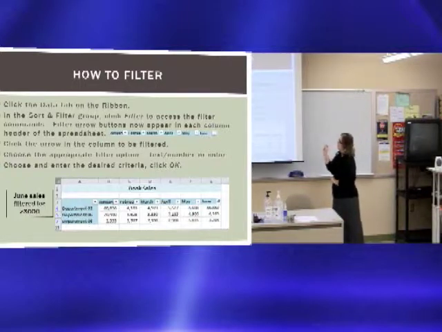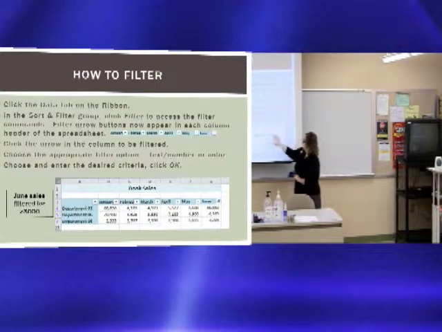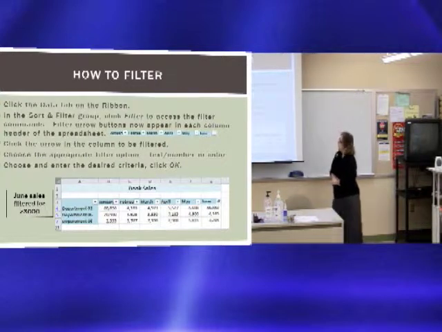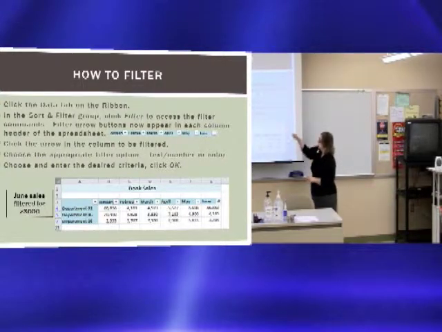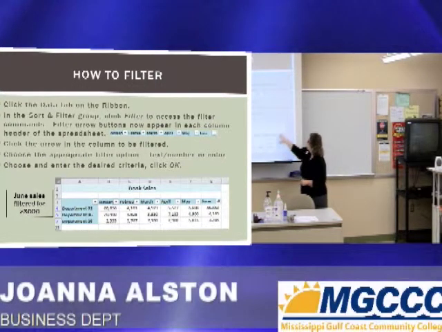And when you do, you get these arrows next to every column heading, because you can filter each column of data. So next to every column heading, you see these little arrows pop up. Choose the column that you want to analyze, so the column to be filtered, the appropriate filter option, text, number, or color. If necessary, enter your criteria and then click OK.